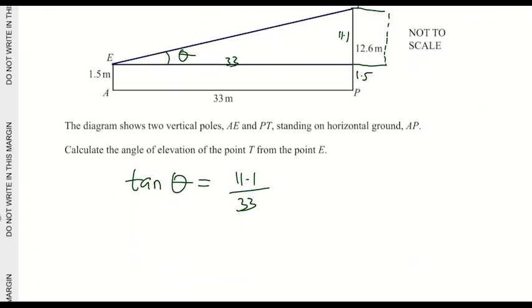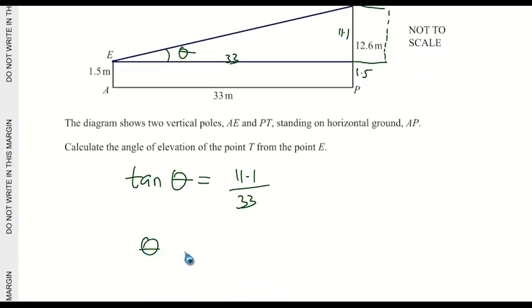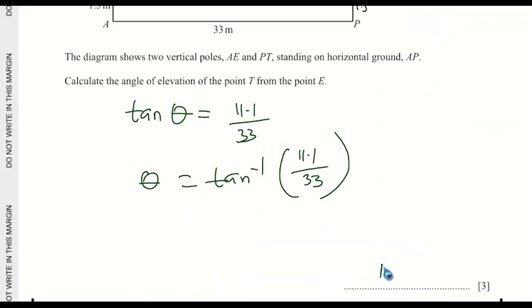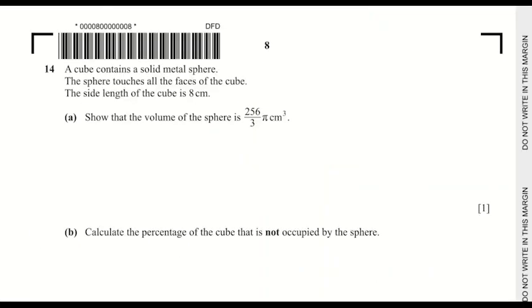Then I can make theta stand alone by taking tan inverse of both sides, tan inverse of the bracket 11.1 over 33. If you input this into your calculator, you should get 18.6 correct to one decimal place. So let's go to the next question. That will be question 14.